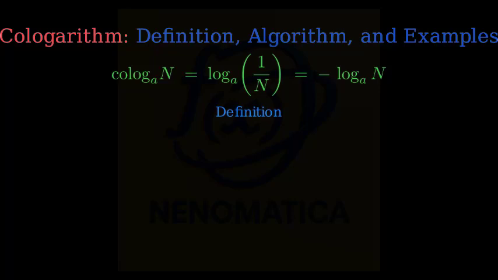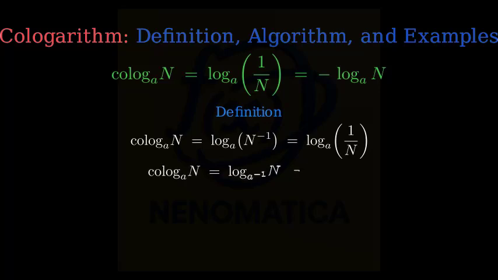Two very useful identities follow immediately. The cologarithm equals the logarithm of the reciprocal, and you may also view it as a change of base to the reciprocal base. Now, let's derive the practical algorithm you often see in logarithm tables.